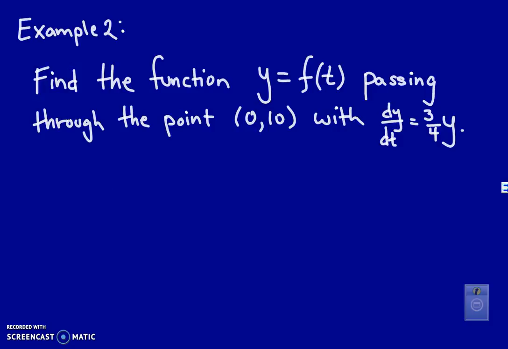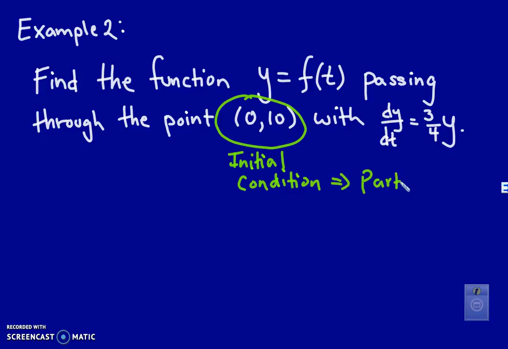Find the function y equals f of t passing through the point 0, 10 with the derivative dy over dt equal to 3 over 4y. There are going to be a lot of cases, actually more cases, where we're given an initial condition. And remember, that just means that we can find a particular solution, so a more exact solution. Now let's go ahead and try this one.